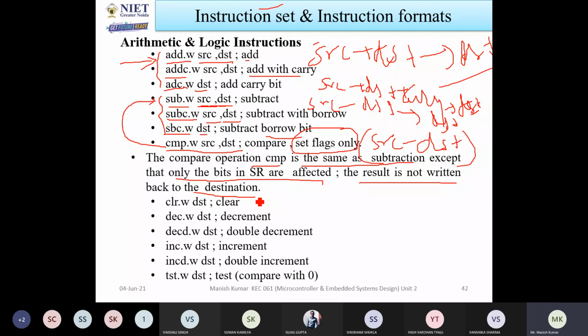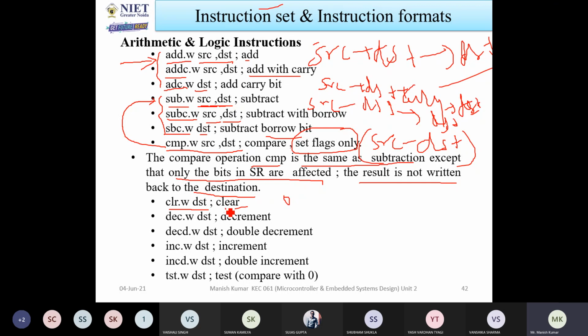So always W indicates bytes or word. You can subtract, you can add bytes, or you can add words. Bytes represents 8-bit, word represents 16-bit. Now when we are talking about some byte manipulation instructions, if you want to clear any register, then you can use clr.w DST. So whatever the destination register value is, after clearing, this value will be 0.